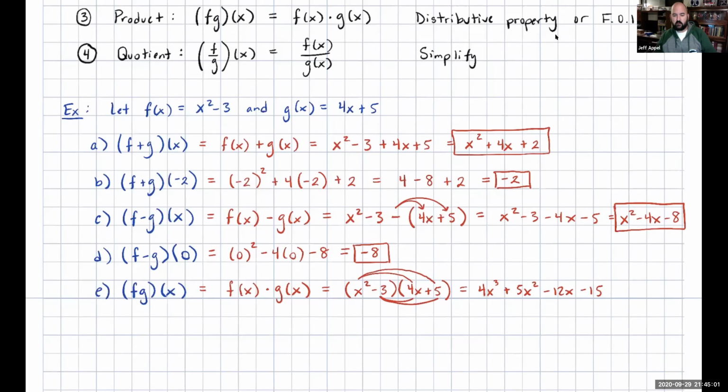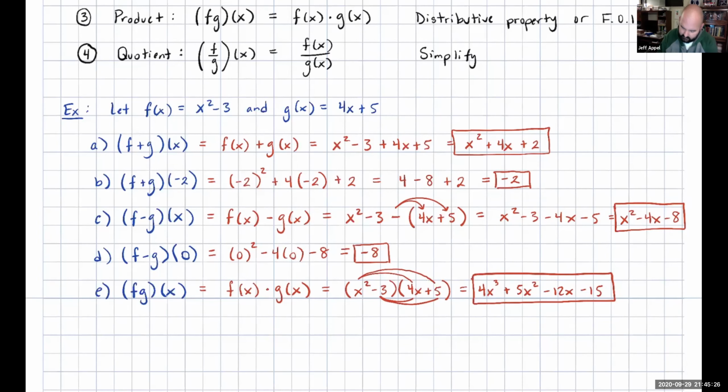And then under normal circumstances with FOIL, when it's an x plus 3 or x minus 2 or anything like that, there's going to be like terms in the middle. But in this case, we're not going to have that, because in our first set of parentheses we had an x squared, and in our second set of parentheses we had just a plain old x. So there are no like terms to combine. So this would be our answer, like so.